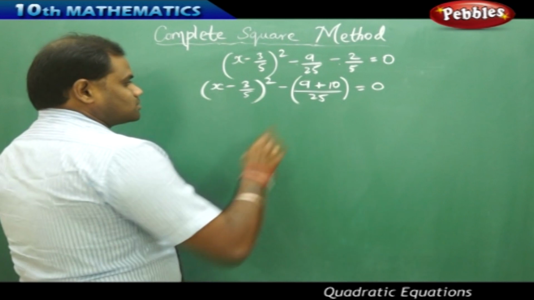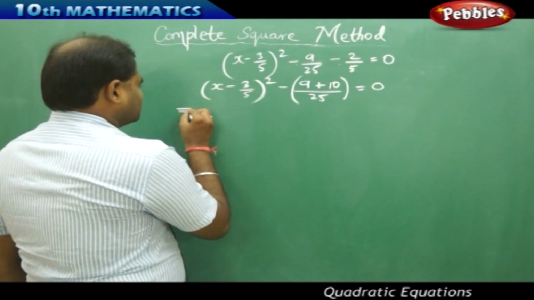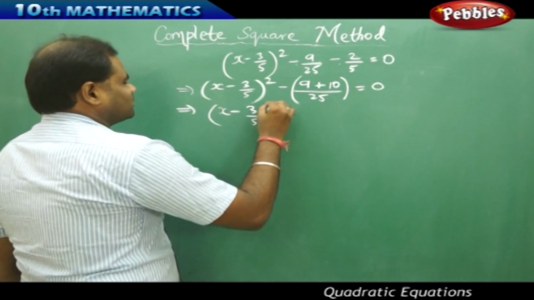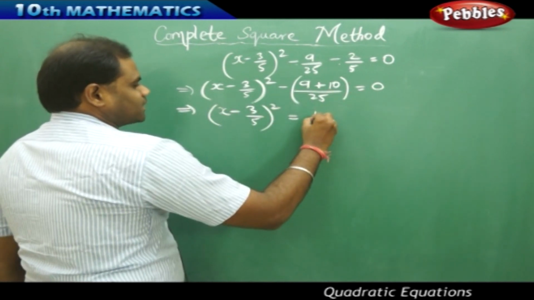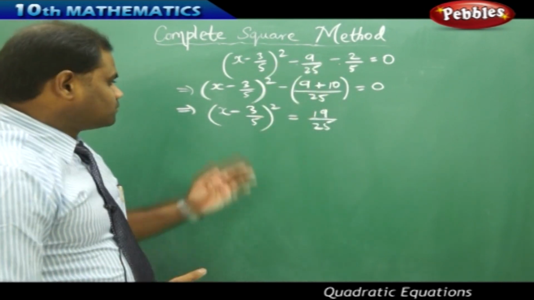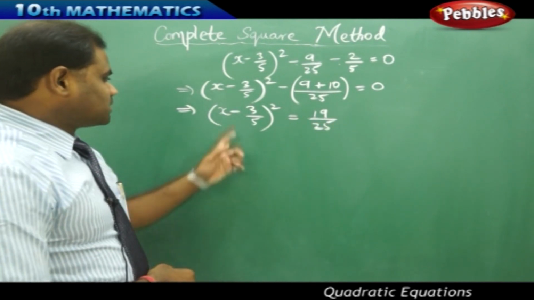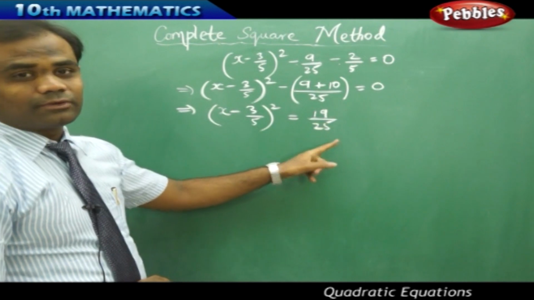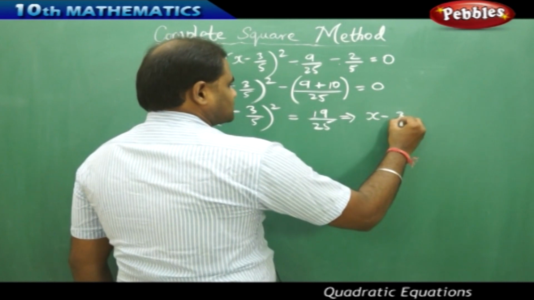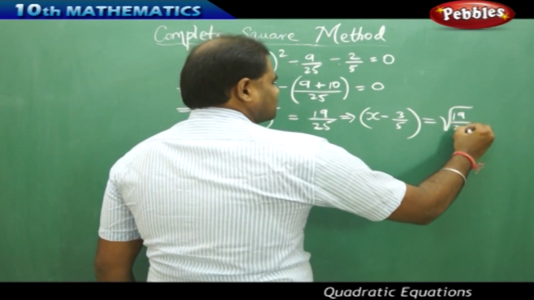Now this reduces to an equation where the constant is taken to the right. Therefore, from here this implies (x minus 3 over 5) whole square will be equal to 10 plus 9, 19 over 25. Now this is further simplified by taking the square to the right side, which reduces as a root. So when (x minus 3 by 5) whole square is equal to 19 by 25, then that implies x minus 3 over 5 is equal to root of 19 over 25.